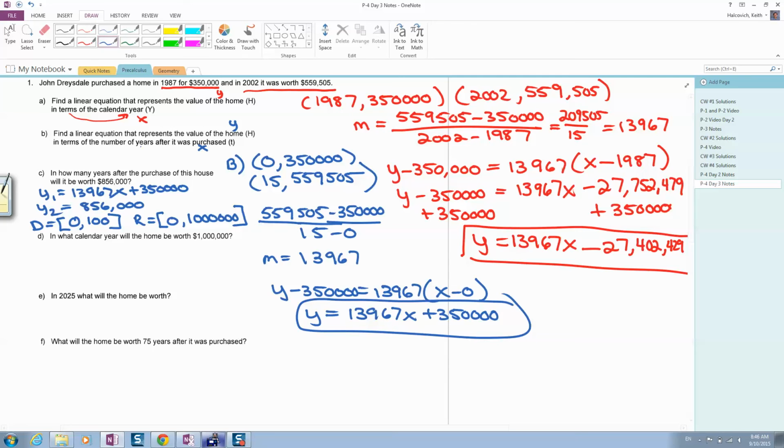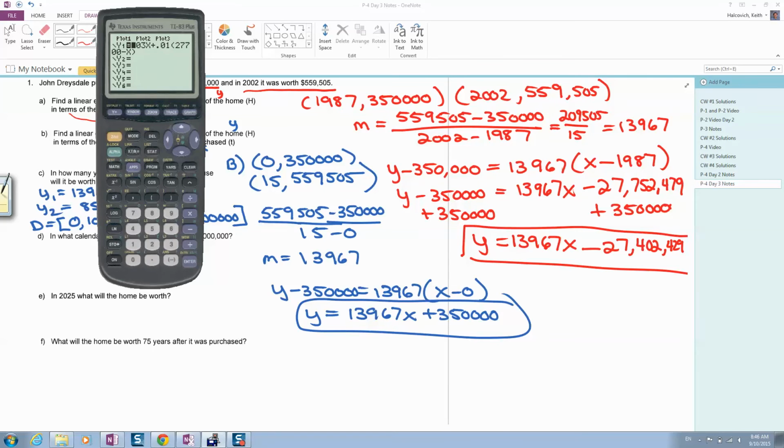So then we get out the calculator and we type these things in. So you got to clear what you did already. 13,967x plus 350,000. One more 0. Y sub 2 is 856,000. Then we got to do the window. From 0, the x maximum is 100. And then 0 to 1,000,000. Then you graph. And notice you want the lines to intersect somewhere.